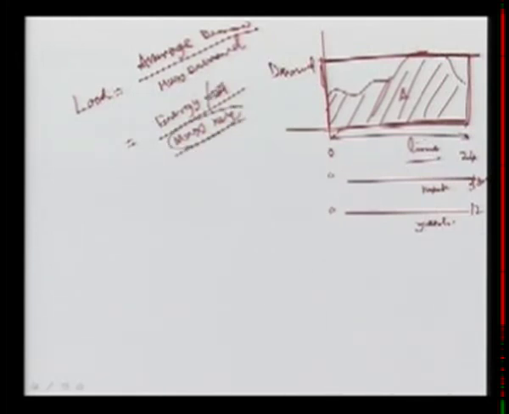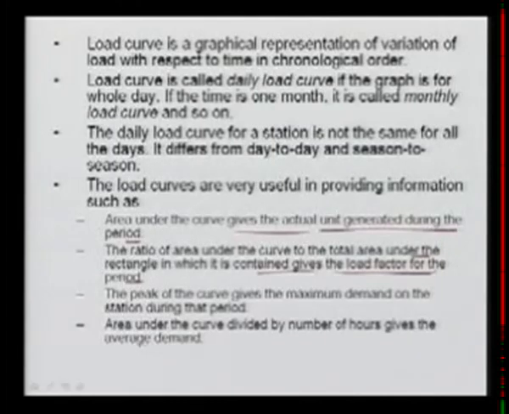This is the energy that is produced, meaning the area under this shaded portion divided by the area of this rectangle will give you the load factor on that substation. And of course, the average demand is nothing but the area A divided by time. The peak of the curve gives, as I said, the maximum demand on the station during that period. The area under the curve divided by the number of hours gives you the average demand.